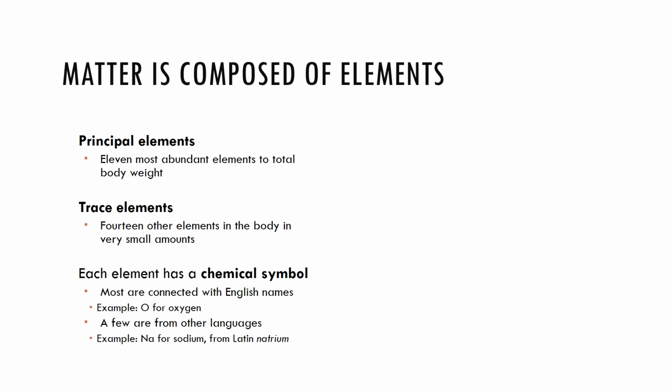Each element has a unique chemical symbol, and there are important elements that we will examine because they are predominantly found in the human body. Oxygen, carbon, hydrogen, and nitrogen are among the 11 principal elements that are most abundant in the human body. There are others like calcium, phosphorus, potassium, sodium, and chlorine, to give you a few examples.